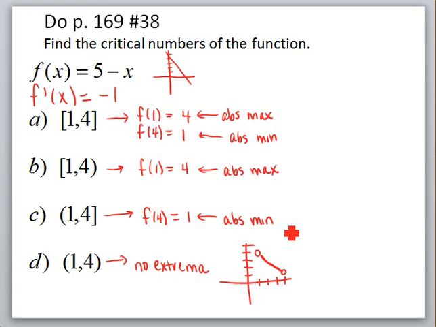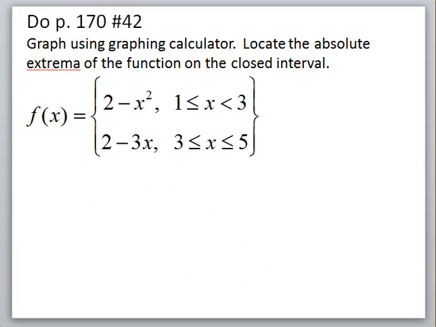These next ones, we're going to use our graphing calculator, so you may want to pause to go ahead and put these in your graphing calculator. I'm going to go ahead and sketch what is on the graphing calculator so that we can see a picture of what's going on.